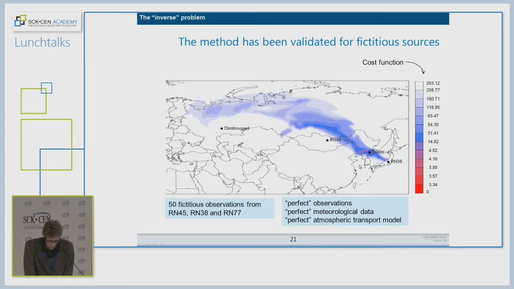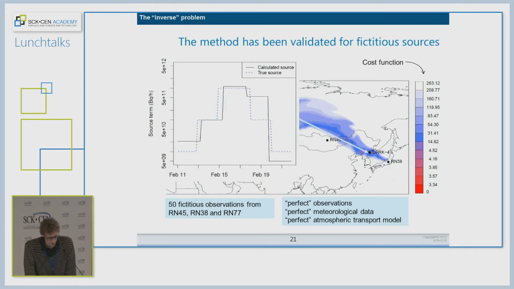When we look at the source term at that location, we find a quite good match between the true source and the calculated source. The true source is given here by the blue line, while the calculated source is given by the black line. And we can see that there is a very good agreement between the calculated and the true source.